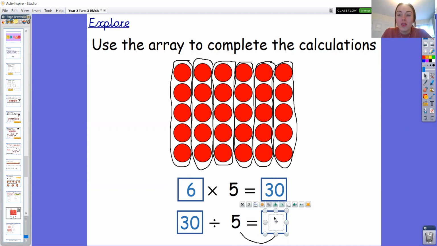Well done. The quotient is 6. So let's read that division together. 30 divided by 5 equals 6. Brilliant. Well done, year two.